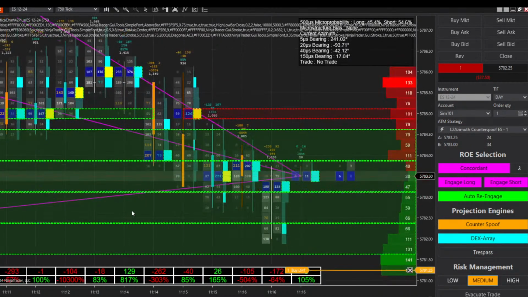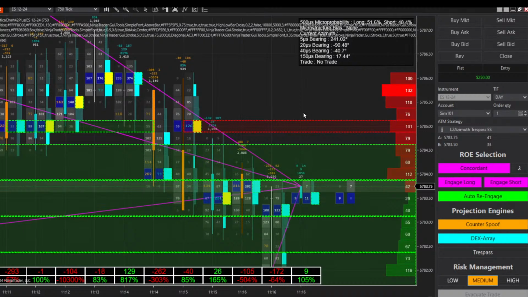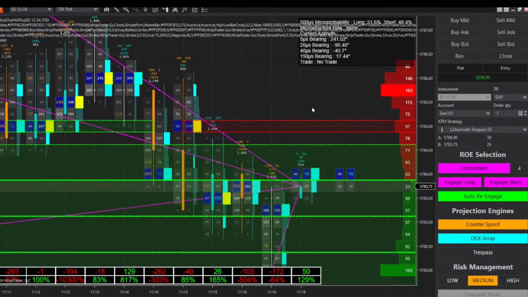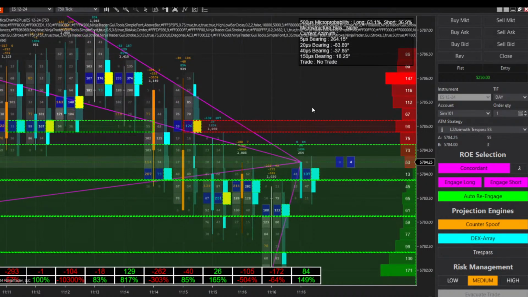So initial bounce there at 213s. I'm not sold on a long here yet. I need to see more interaction there. All right. Locked and loaded. Good stuff today, gents. Big old bounce.